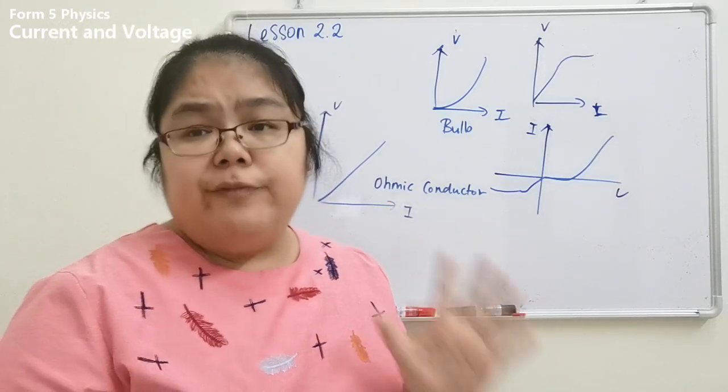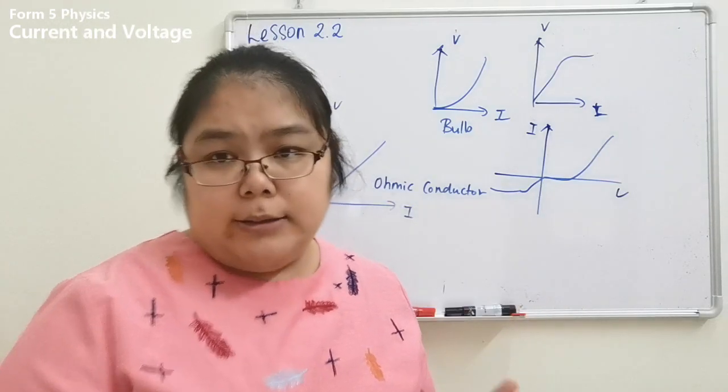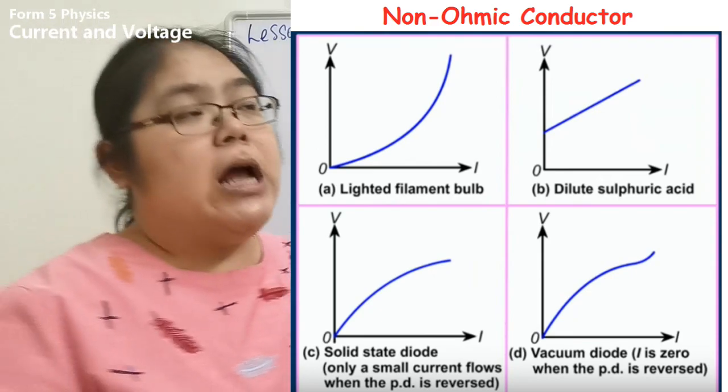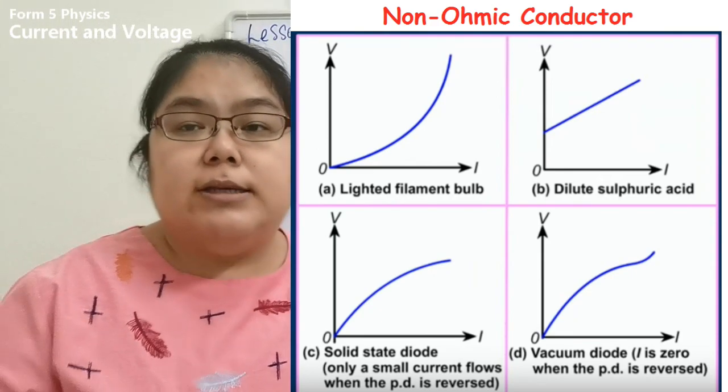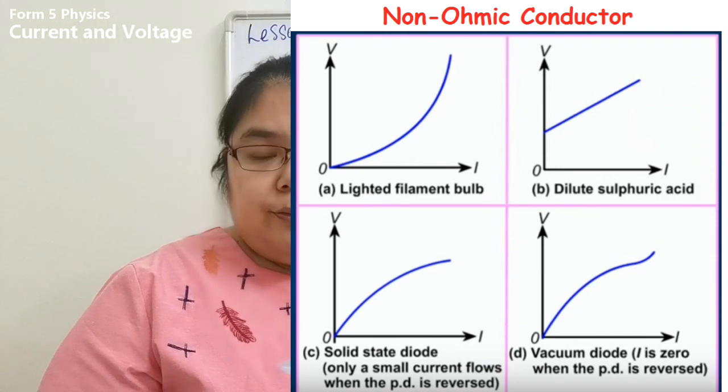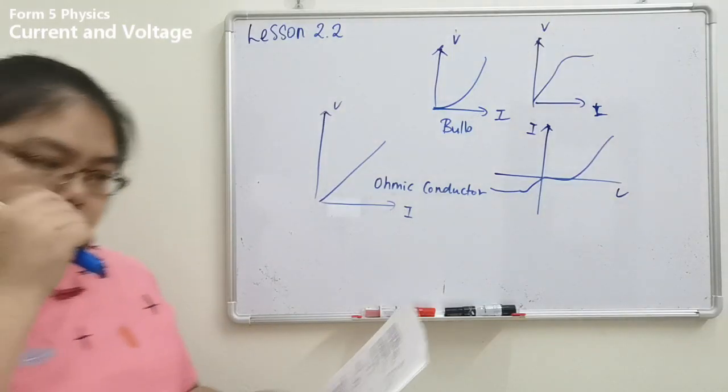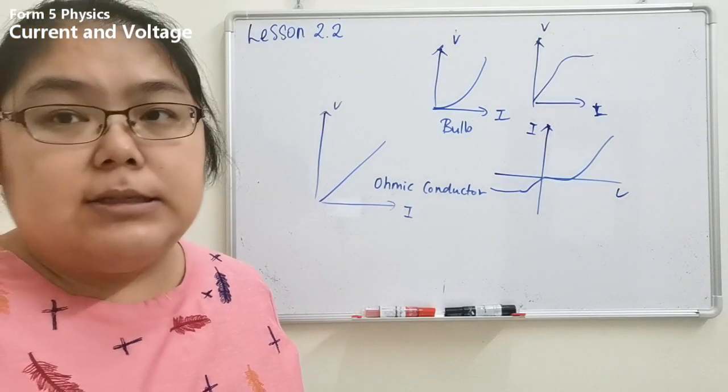Okay, I'll show you some of the graphs of a non-ohmic conductor. You can see the diagram. We have 4 diagrams there. They show the graph does not pass through the origin. So that one is a non-ohmic conductor. Okay. Now we go to the introduction for resistance.